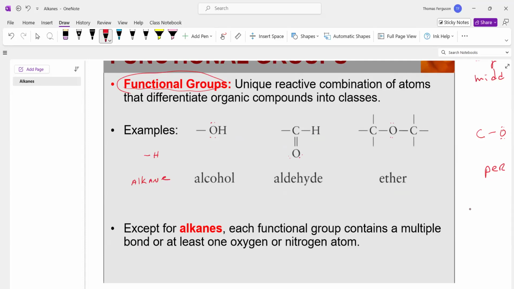One they frequently don't list is alkanes. That's because alkanes don't have anything but carbons and hydrogens. So the functional group for an alkane is simply a hydrogen. So it really limits its types of reactions.